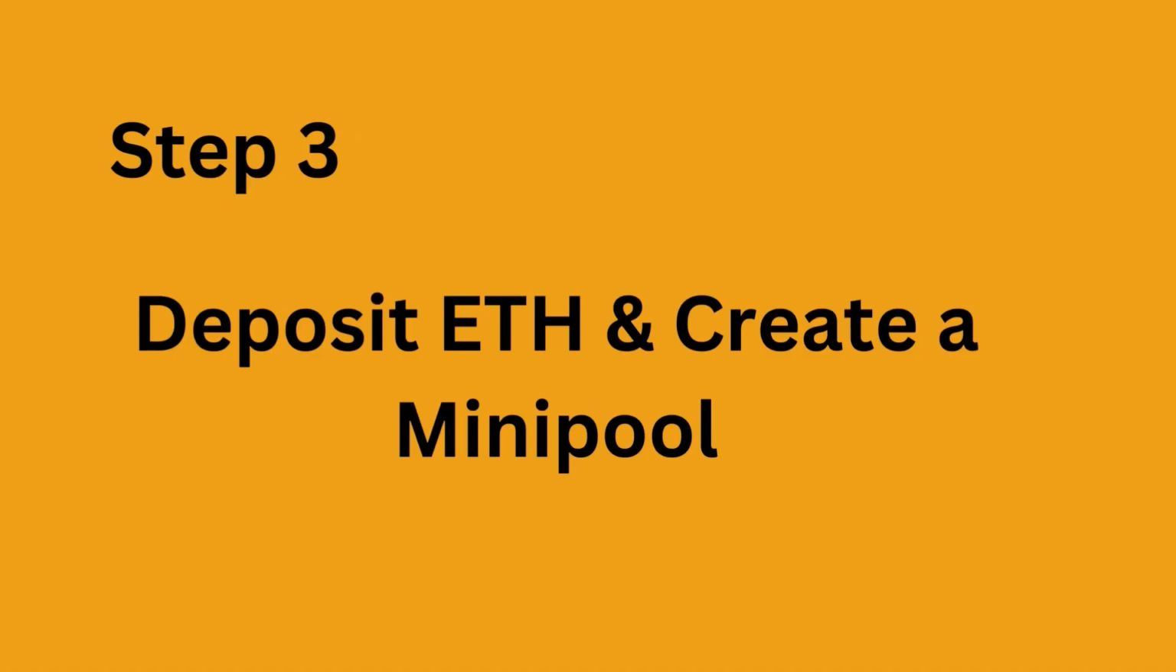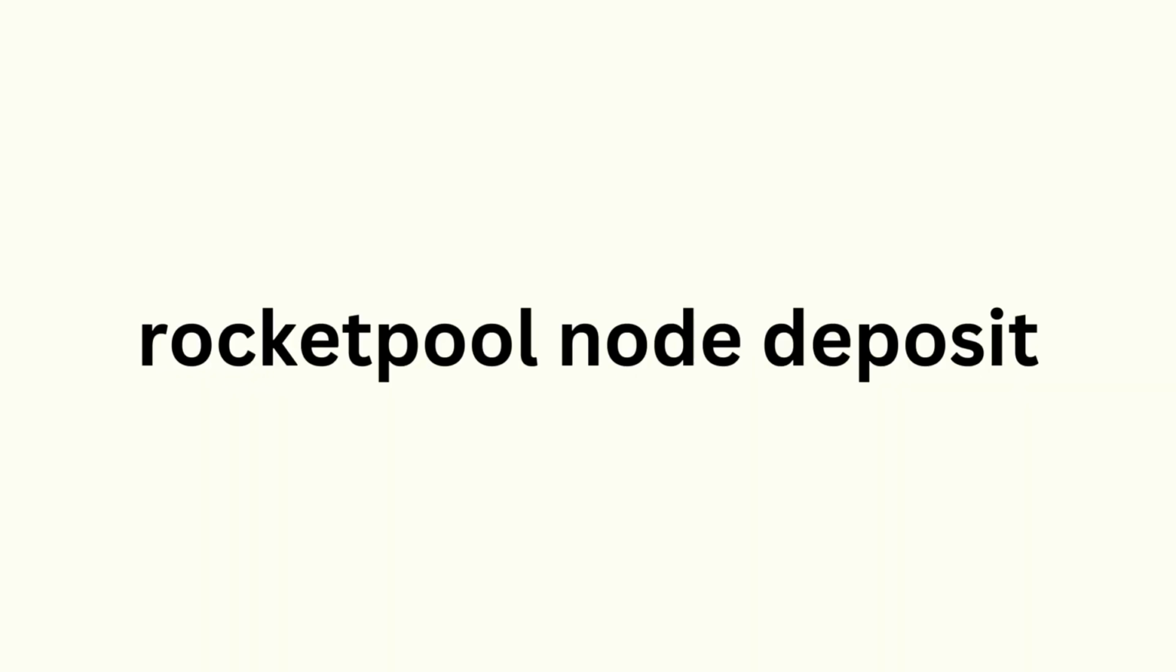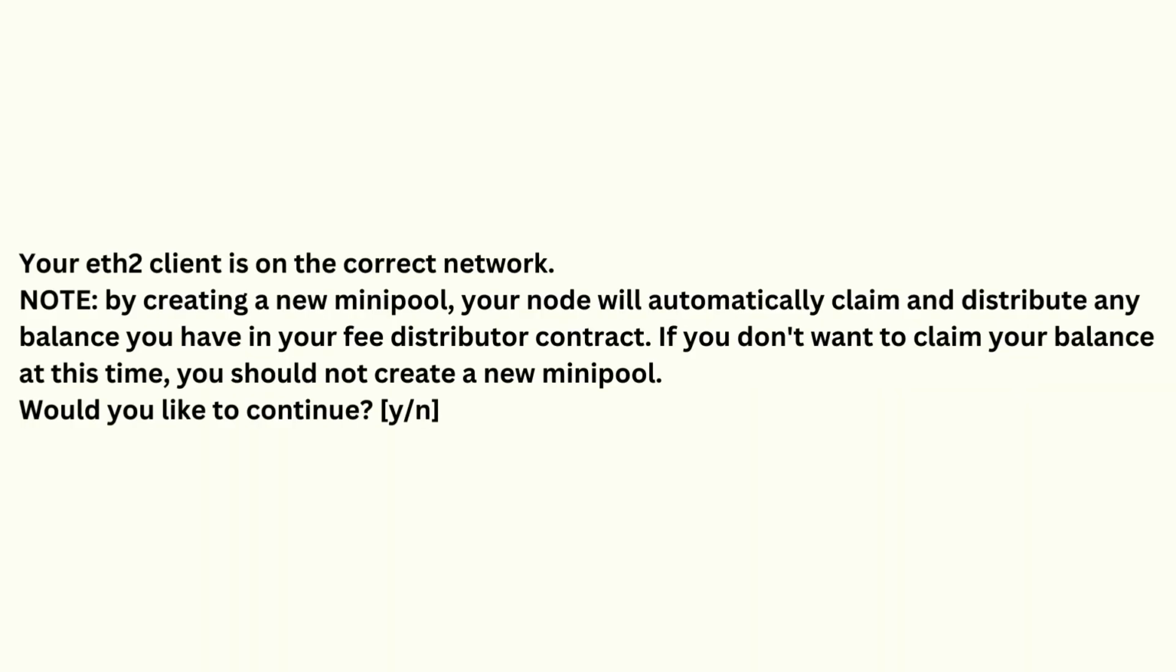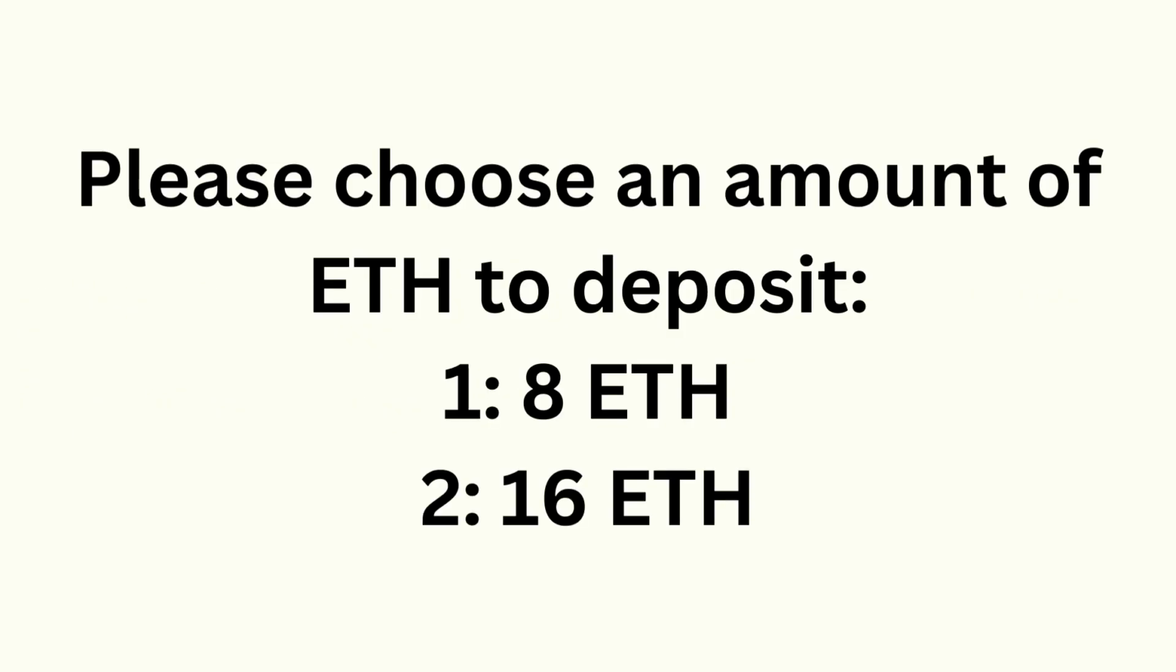We are now on to step 3. Finally, we are ready to deposit ETH and start up our mini pool. In the terminal, run Rocketpool node deposit. Now you should see this note explaining that you will automatically distribute any balance in your node's fee distributor contract, and this is used to capture MEV if you're not opted in to the smoothing pool. Now since we are on the testnet, we will not worry about this, so we will say yes. Next will be to choose the amount of ETH to deposit, which will be 8.